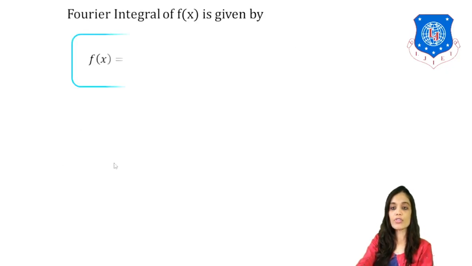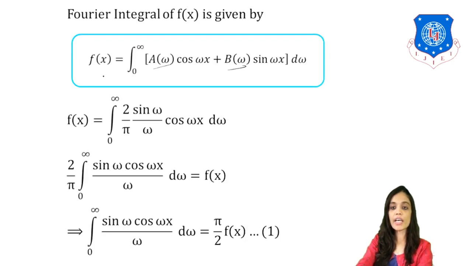So now let us put the values of a omega and b omega in the Fourier integral. But our b omega is 0. Just put the value of a omega, which is 2 upon pi, sine omega upon omega. Now take this 2 upon pi outside, so we will get 2 upon pi times integration 0 to infinity of sine omega cos omega x upon omega d omega, which is equal to f of x. Now take this 2 by pi to this side, so we will get finally integration 0 to infinity of sine omega cos omega x upon omega d omega is equal to pi by 2 f of x, and we will name this as our equation 1.